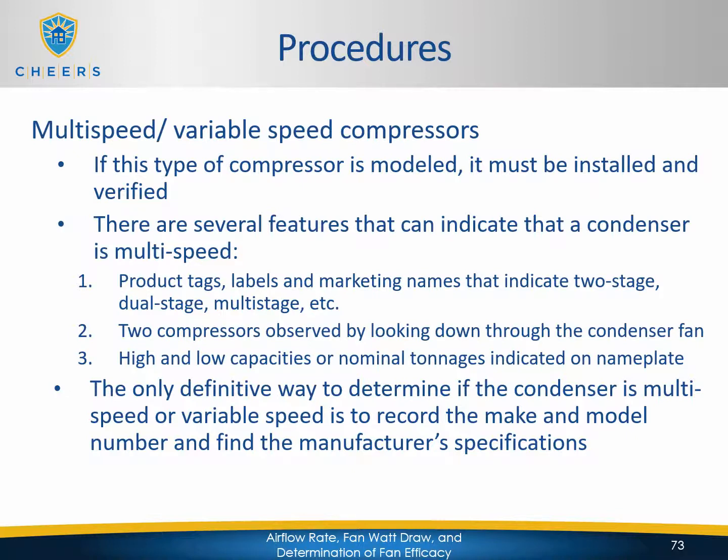For multi-speed and variable speed compressors, if this type of compressor is modeled, it must be installed and verified. Again, the CF1R will tell you. There are several features that indicate that a condenser is multi-speed. Product tags, labels, and marketing names that indicate 2-stage, dual-stage, multi-stage, etc., 2 compressors observed by looking down through the condenser fan, or high and low capacities or nominal tonnages indicated on the nameplate. The only definitive way to determine if the condenser is multi-speed or variable speed is to record the make and model number and find the manufacturer specifications.